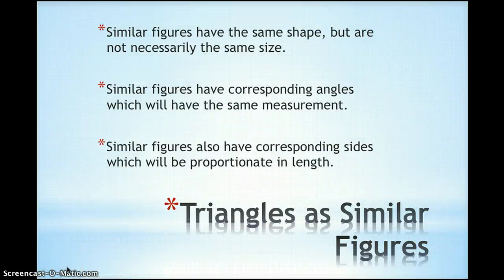Triangles can also be similar figures, which means they have the same shape and angles with the same measurement. Similar figures have corresponding angles with the same measurement, and they also have corresponding sides which will be proportionate in length, but not exactly the same length. Similar figures are used to compare something you know the measurements of to something you don't know the measurements of, called indirect measurements.